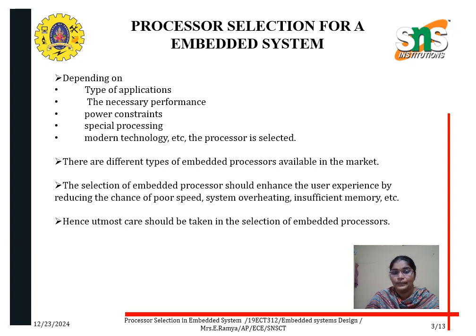The selection of embedded processors should enhance the user experience by reducing the chance of poor speed, system overheating, and insufficient memory. So these three things are important. The embedded system in the customer's hand should not make them curse the designer. Instead, the system should make them proud of the technology. So these are the constraints you have to concentrate on while choosing the processor.